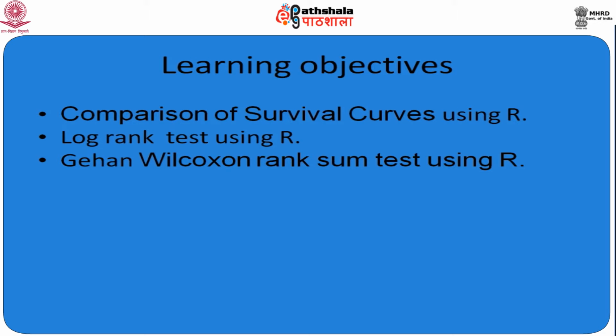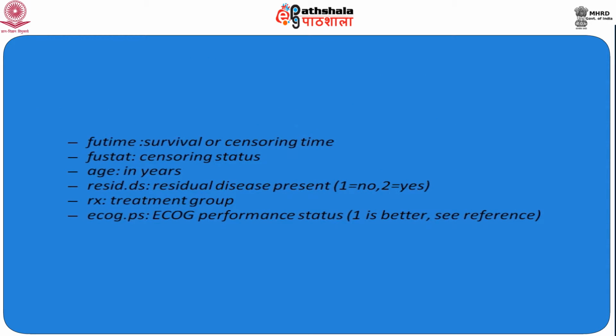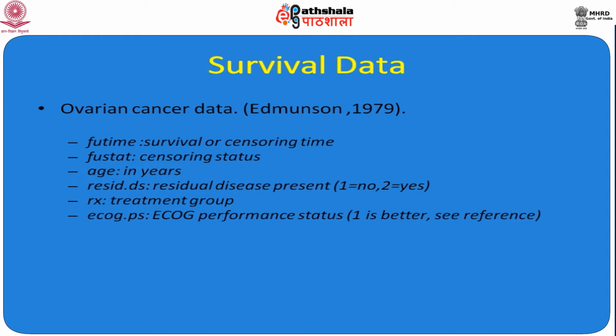Now come to the data. This is the survival data taken from the ovarian cancer study, Edmondson 1979. It is a famous trial data. Here, the first variable, FU time, is taken as the survival or censoring time of each patient from the study initiation to the follow up, that is, how many days they were followed. It is considered as FU time, that is, follow up time.